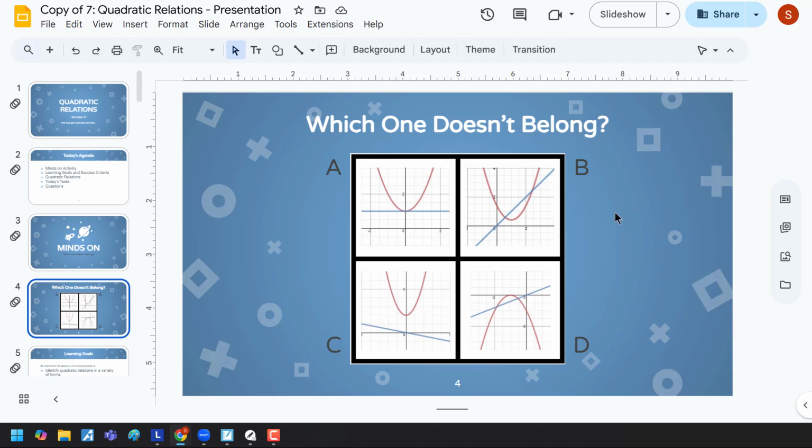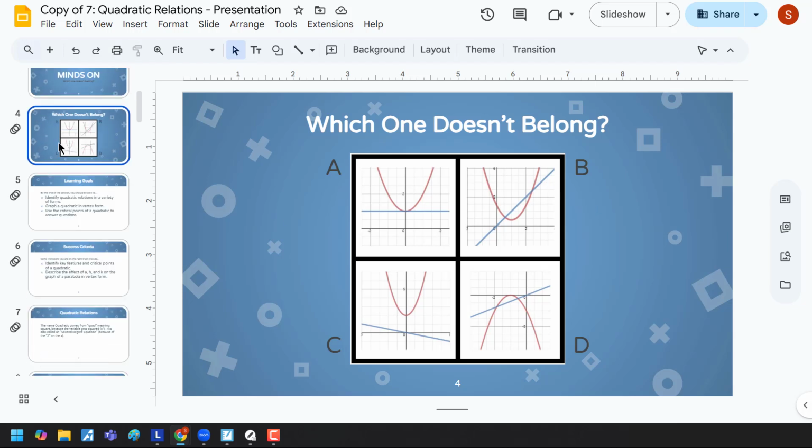Honestly, I really don't know the answer to this. D, but why? Yeah, no, that's what I'm thinking. Even if I guess, you have to explain why. I think they all belong because they all have quadratics. Oh, you know what? D has an upside down quadratic. The other three all open up. So maybe that's why.